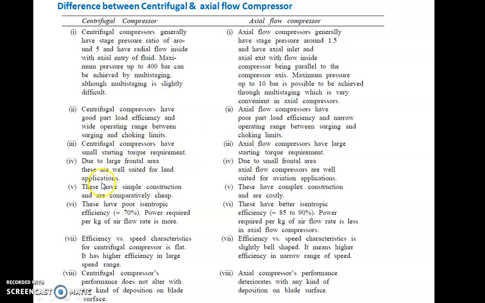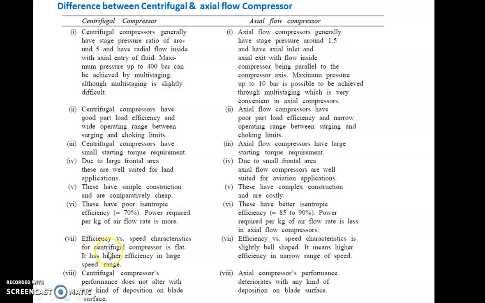Due to large frontal area, centrifugal compressors are well suited for land applications. The area required for this is very large. But because of the small frontal area required, axial flow compressors are used in jet engines or aviation applications. Centrifugal compressors have simple construction and are comparatively cheap. Axial compressors have complex construction and are costly, because of jet applications. Centrifugal compressors have poor isentropic efficiency and more power is required, while axial compressors have better isentropic efficiency and less power required.